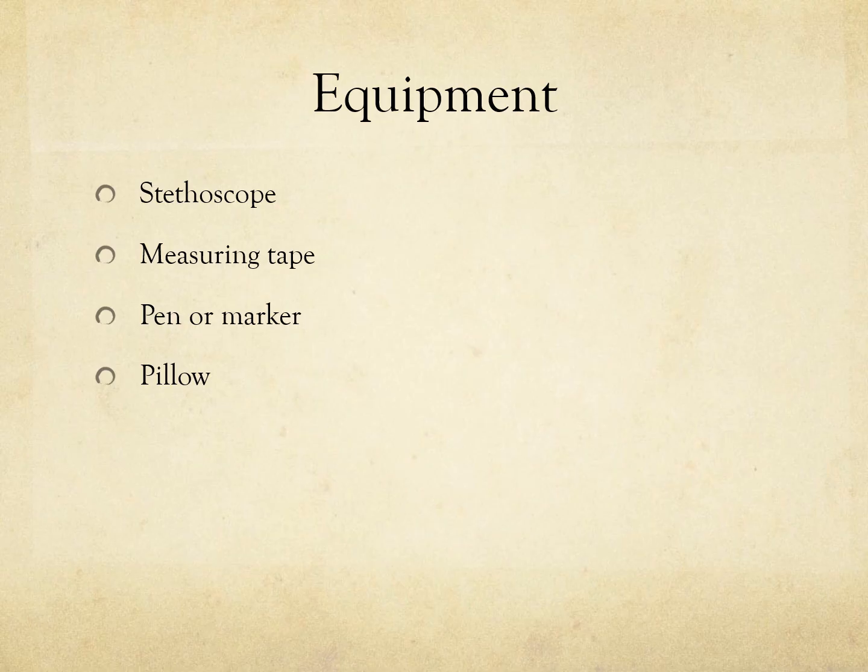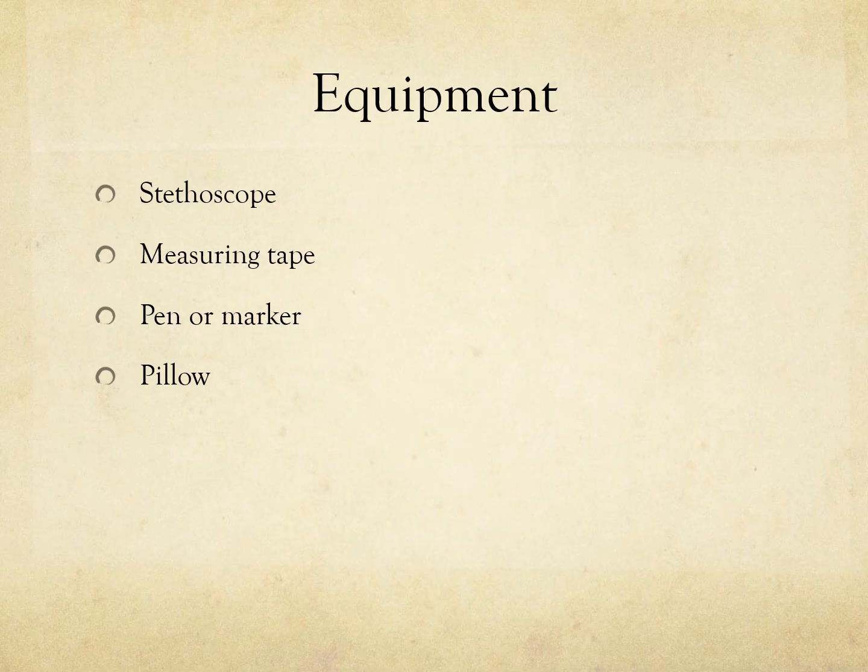So this slide covers the basic equipment we'll need for our abdominal assessment. Most of this equipment you already use regularly, but each item has a specific purpose. The most important piece of equipment is going to be your stethoscope for the auscultation. Remember, auscultation comes before percussion and palpation.